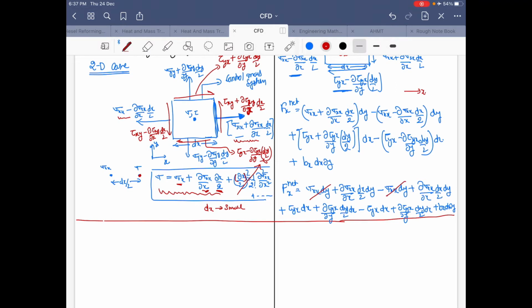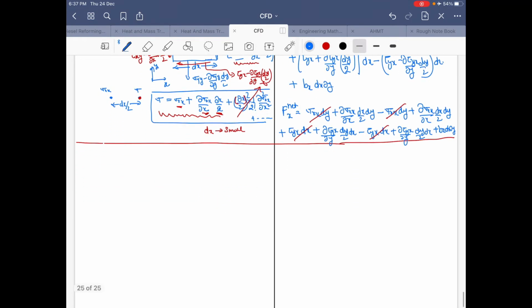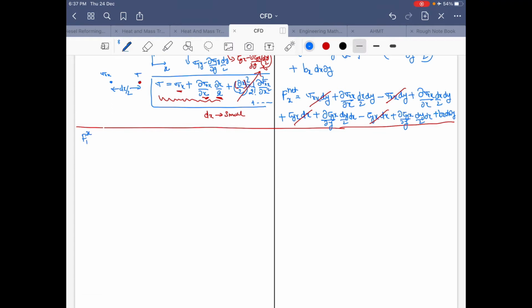Now you will see this term will cancel, this term will cancel, and we are left with force X net equal to del sigma xx by del x dx by 2 dy plus del sigma xx by del x dx by 2 dy plus del tau yx by del y dy by 2 dx plus del tau yx by del y dy by 2 into dx plus body force in x direction dx dy.